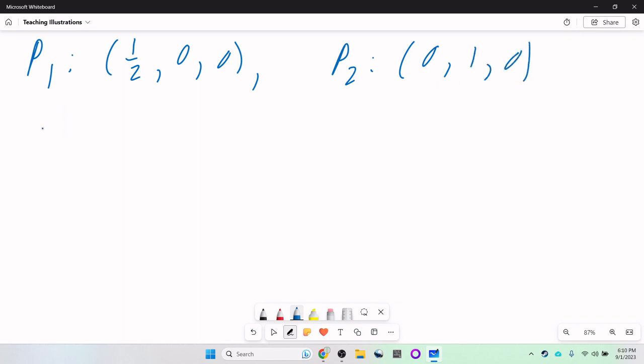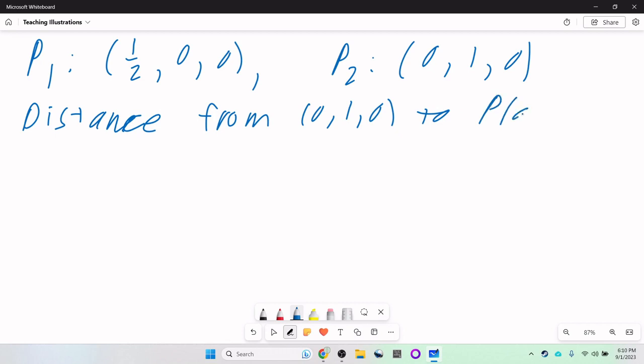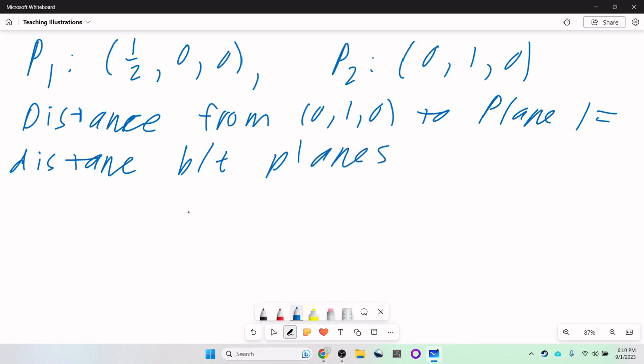So what we are saying is that the distance from (0, 1, 0) to plane 1 is the same as the distance between the planes. Okay? So that means we can use the same process. PQ will be the vector between those two points, which would be (-1/2, 1, 0). Again, if you subtract them in the opposite order, it would be the opposite sign, but it would all end up the same.